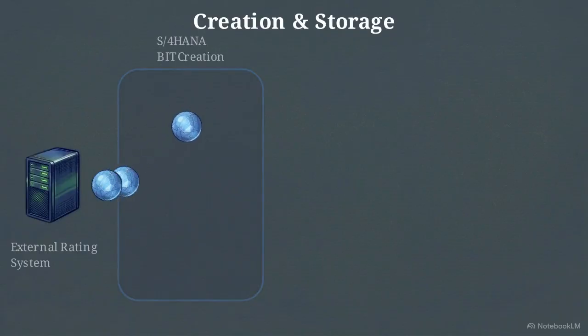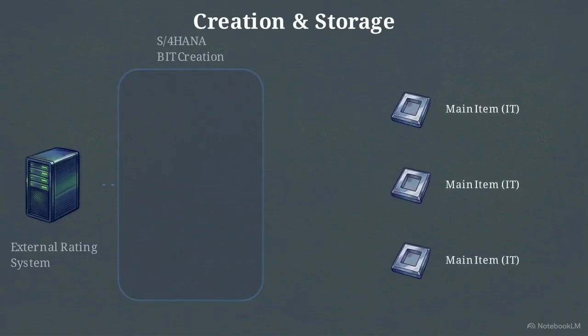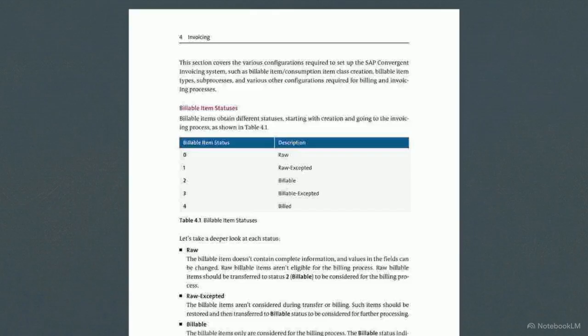As consumption data arrives from external rating systems like SAP Convergent Charging, it is stored as billable items, or BITs. Each BIT contains the main transaction details, along with any optional tax or payment data. This table displays the 5 statuses every billable item navigates, entering as status 0, raw, to status 4, billed. The billing run ignores raw or accepted items, only selecting items validated as status 2, billable.